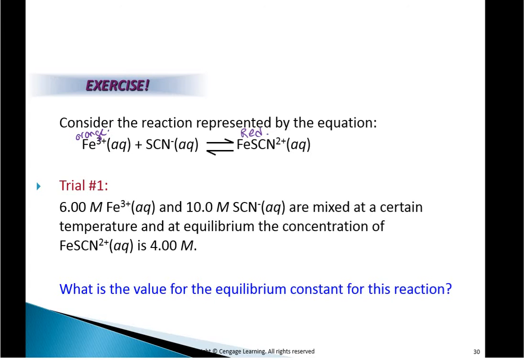Now, here, this is a very typical problem. You're going to have initial concentrations, and you're going to have one equilibrium concentration. And then you're going to try and back calculate to find the concentrations of everything and then calculate your K value.